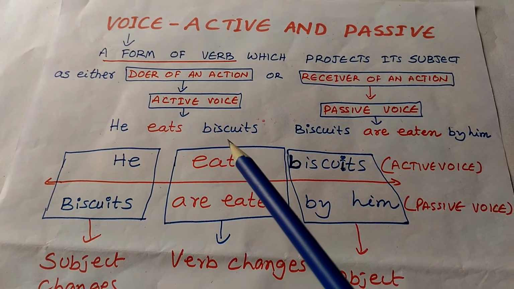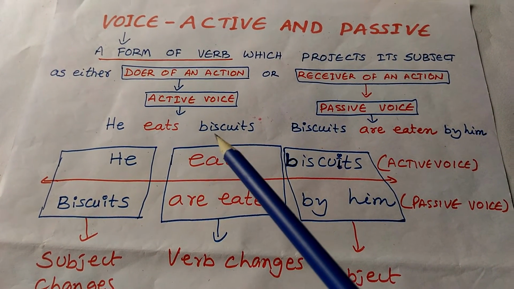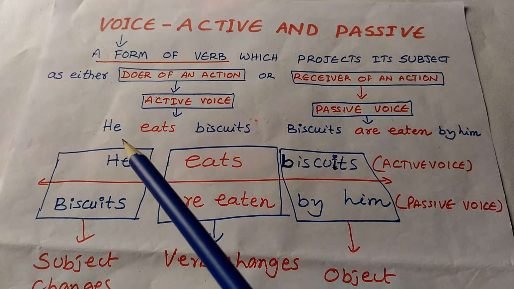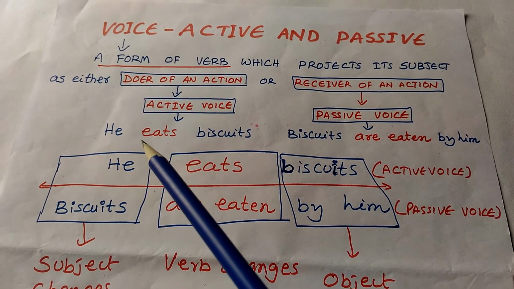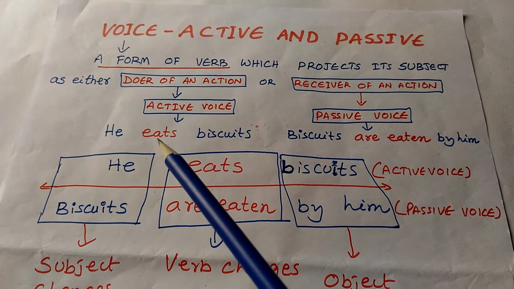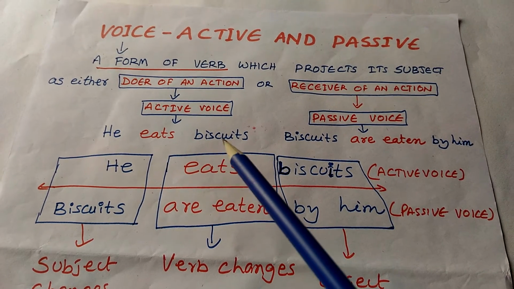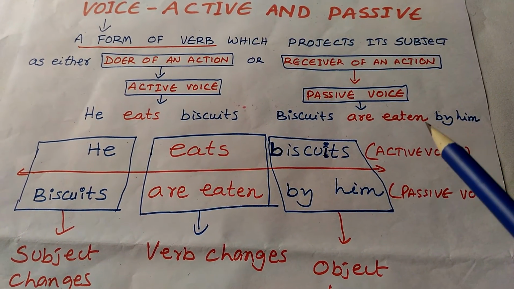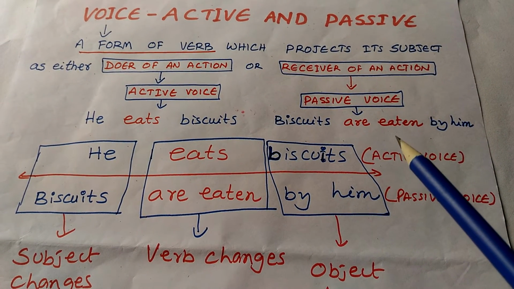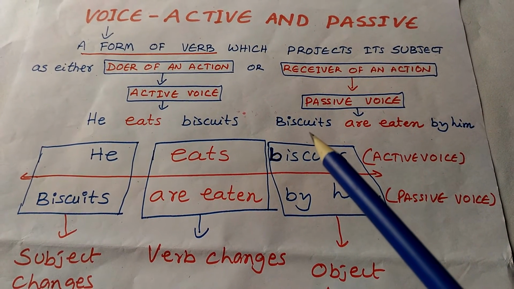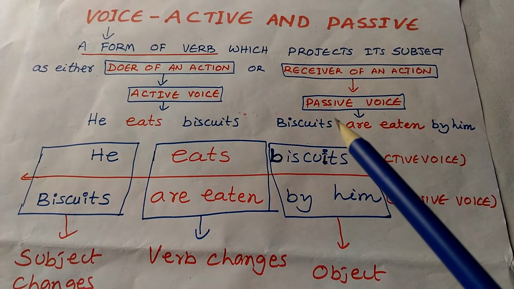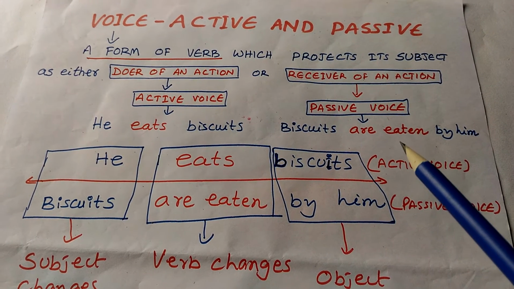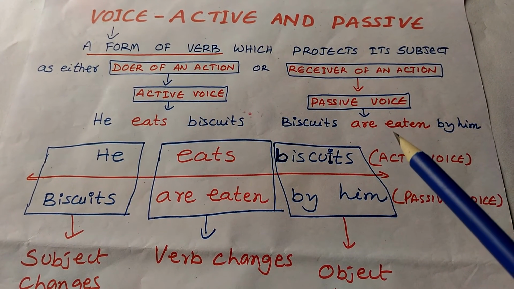Look at these examples. He eats biscuits. Here the form of verb eats projects its subject he as the doer of an action. So this form of verb is called active voice. Now, the biscuits are eaten by him. Here the form of verb are eaten projects its subject, that is biscuits, as the receiver of an action. So here this form of verb are eaten is called passive voice.